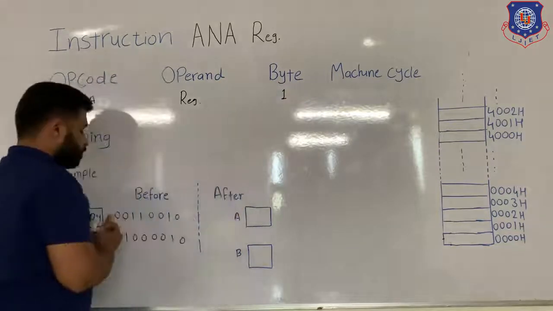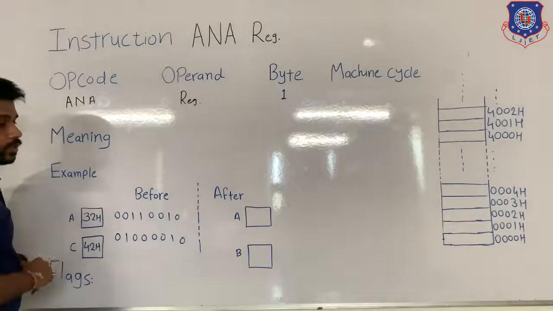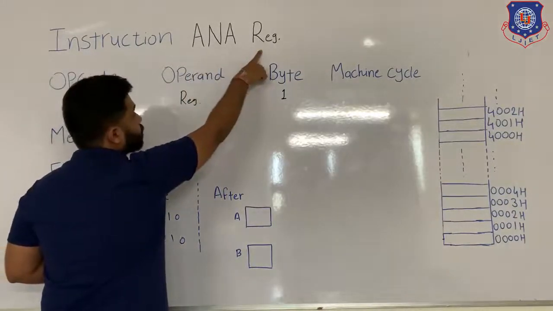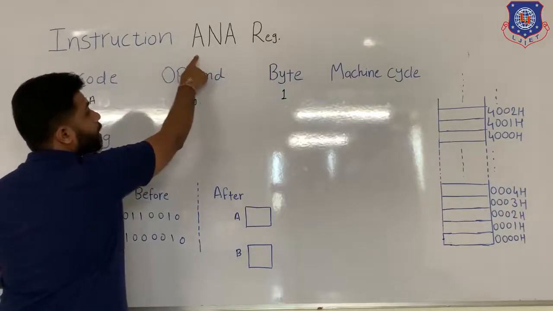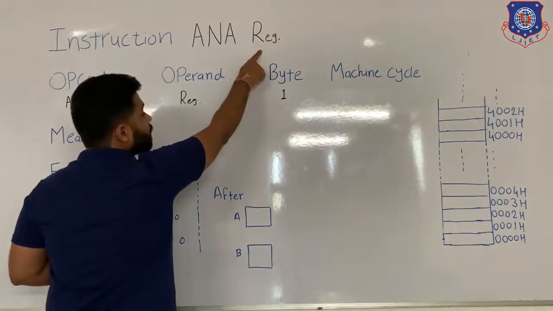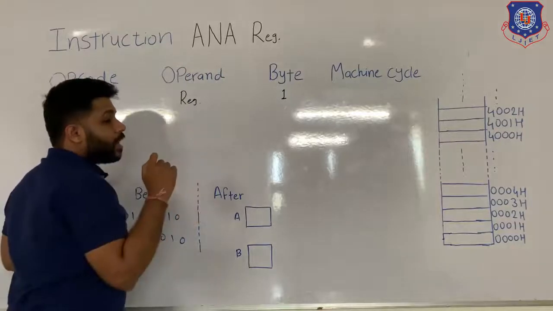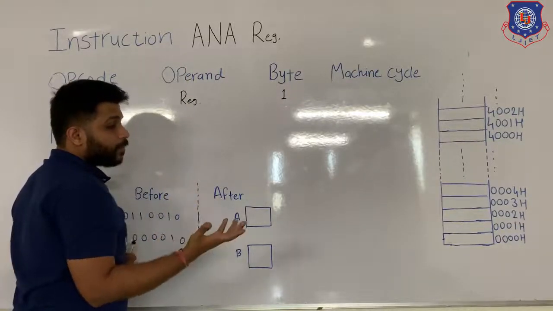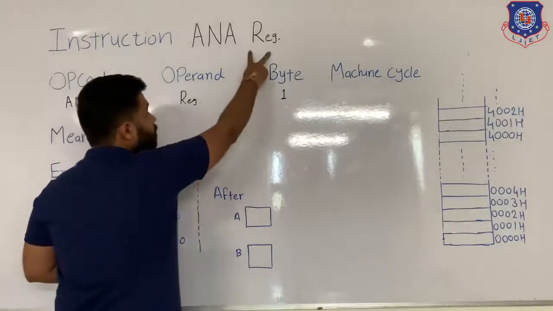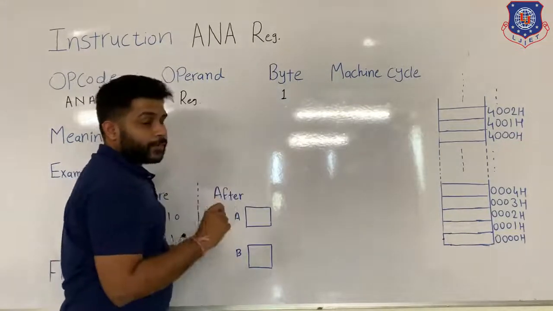Okay, machine cycle we will discuss later. Let's first see the meaning of this instruction. What is the meaning of ANA register? It means logical AND of content of register with accumulator. So when this instruction is executed, the logical AND operation will be performed between the register that is specified within the instruction and the accumulator.